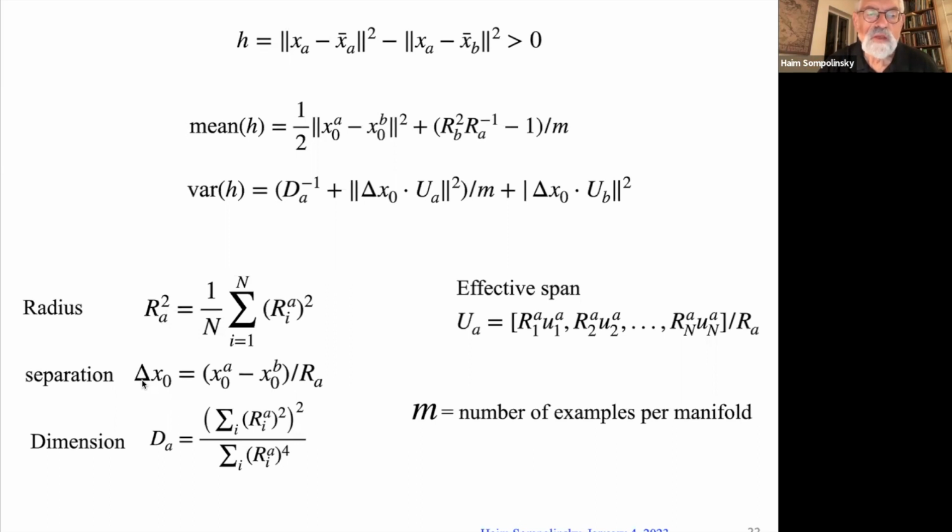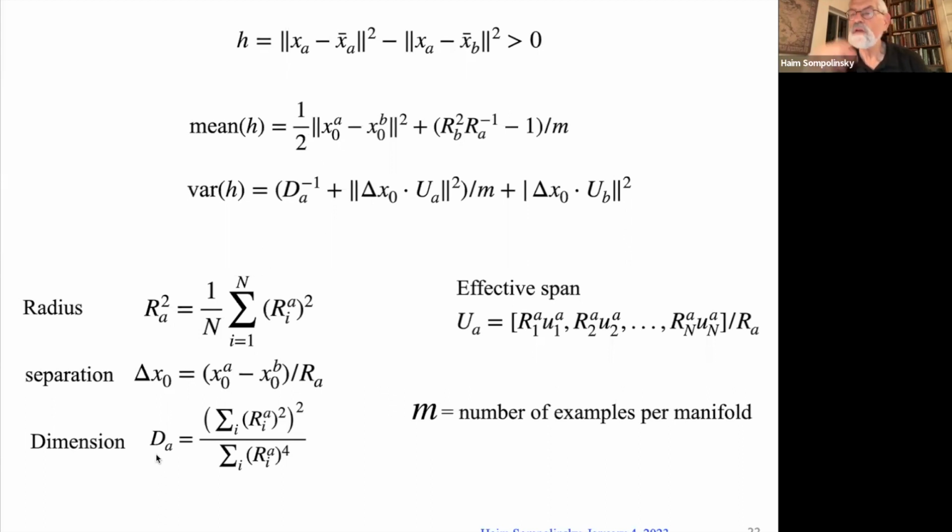It turns out that the distance alone is not important, because you can expand the entire space. There is no scale. So what is important is the normalized distance, the distance between the two true prototypes, the two true centers, normalized by their radius, RA. So that's what we call delta X 0.